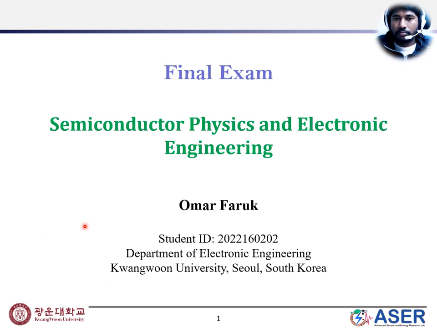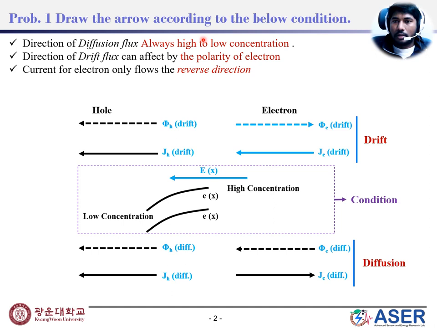First question, problem 1. Draw the arrow according to the below condition. The condition is: the electric field is from right to left, with high concentration of electrons and holes on the right side, and low concentration of electrons and holes on the left side. By following this condition, we draw the arrows.